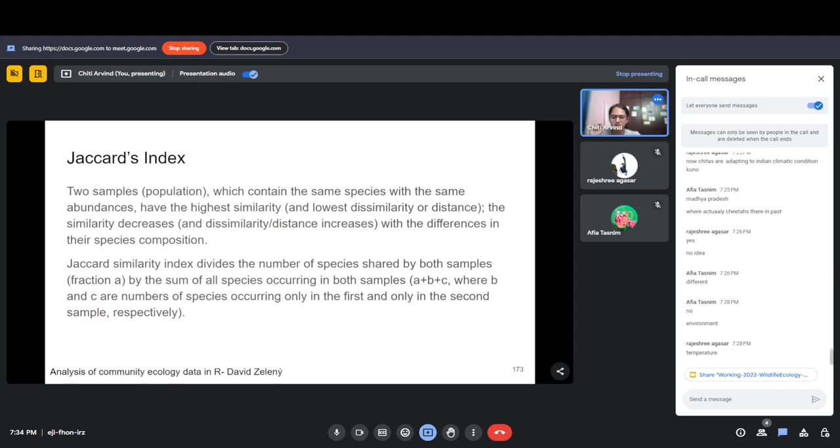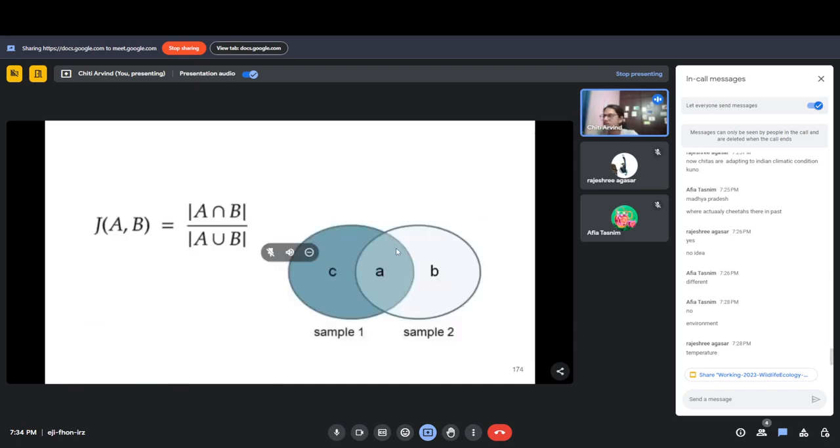I think I have a figure, 1 second. So it's like this. If you look at the Venn diagram, in place of sample 1 and sample 2, think of site 1 and site 2. Species shared between site 1 and site 2 is termed A, species unique to site 1 is C, and site 2 is B. To calculate the Jaccard's index, you have A intersection B divided by A union B. So what would this formula look like?